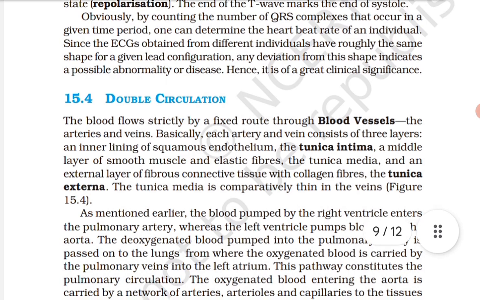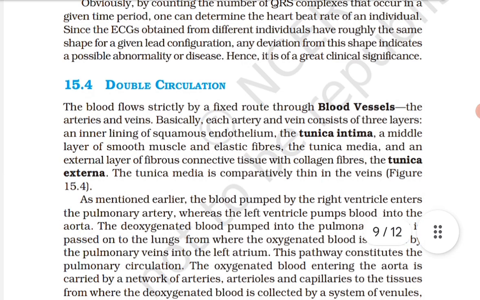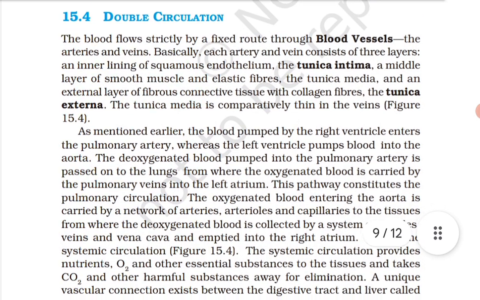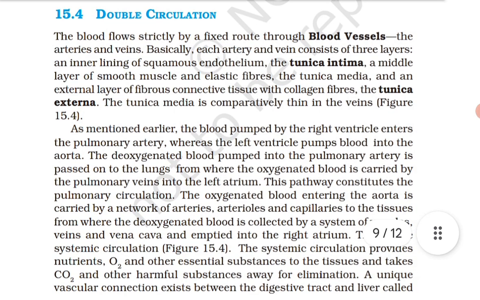So the next is double circulation. The blood flows strictly by a fixed route through blood vessels, the arteries and veins. Basically, each artery and vein consists of 3 layers: an inner lining of squamous endothelium, the tunica intima, a middle layer of smooth muscles and elastic fiber, the tunica media, and an external layer of fibrous connective tissue with collagen fiber, the tunica externa.